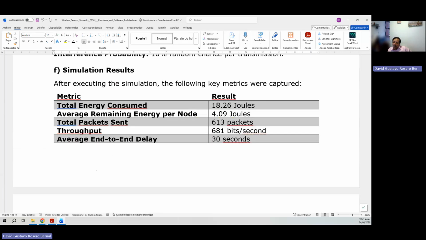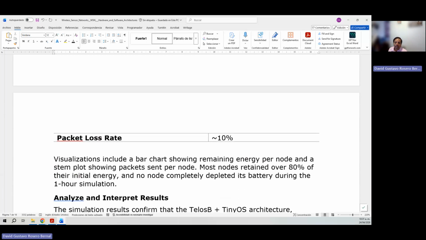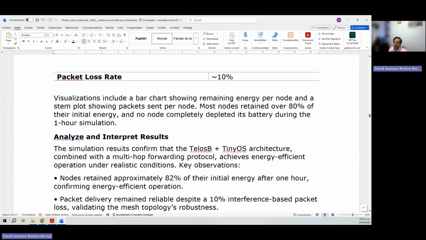Total packets sent: 613 packets successfully transmitted. The throughput is 680 bits per second. The average end-to-end delay, 30 seconds, which has been estimated. The packet loss is approximately 10%, attributable to the interference model. The visualizations include a bar chart showing remaining energy per node and a stem plot showing packets sent per node.